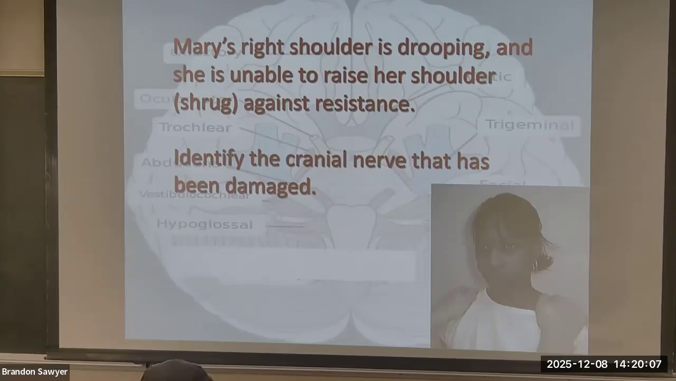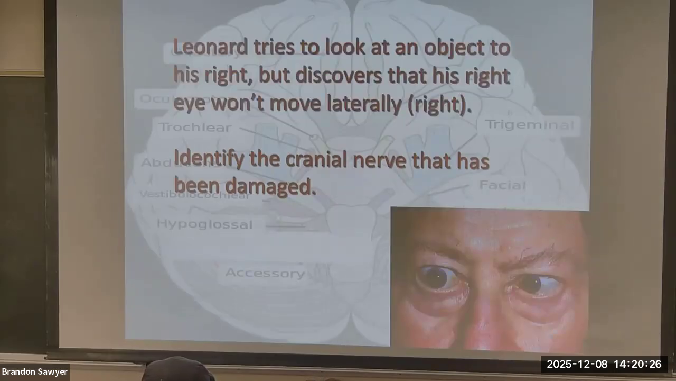How did you get 11? All right. So most of you are saying number 11, the accessory nerve. Good. Because that controls which muscle? Trapezius. Good. Okay. Next. What do we got here?